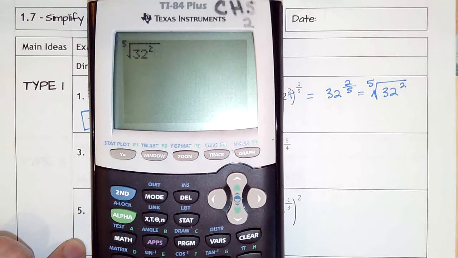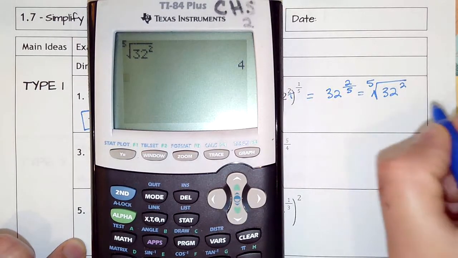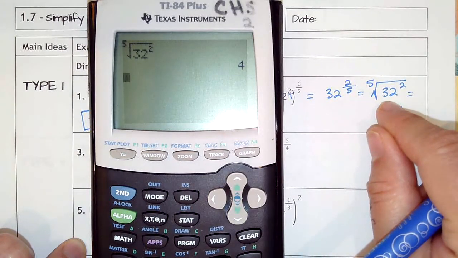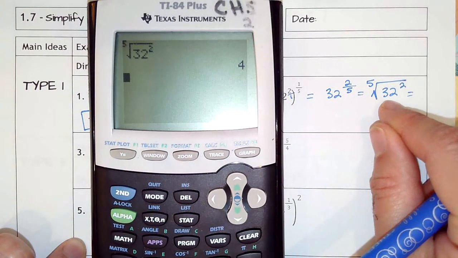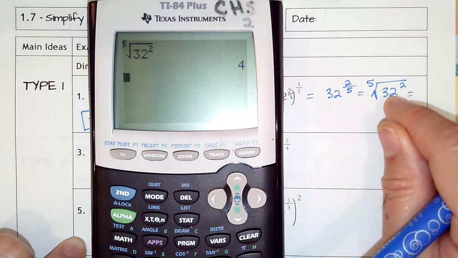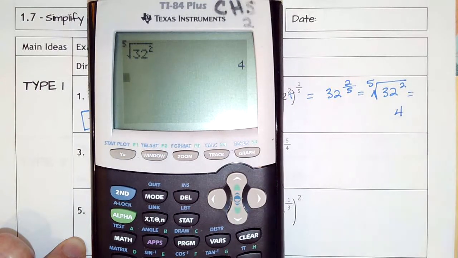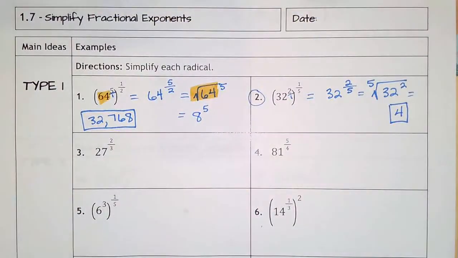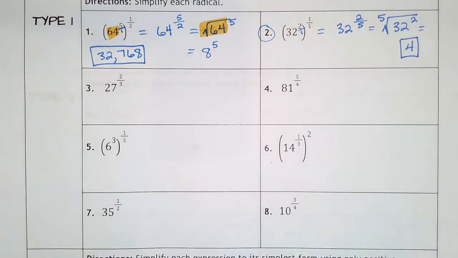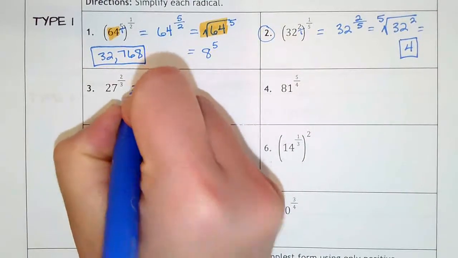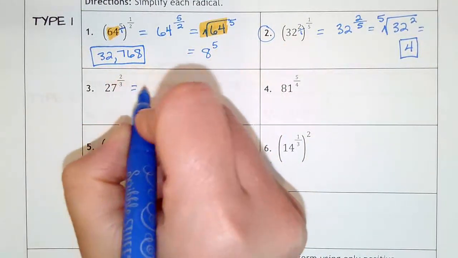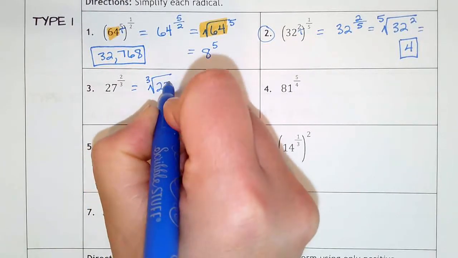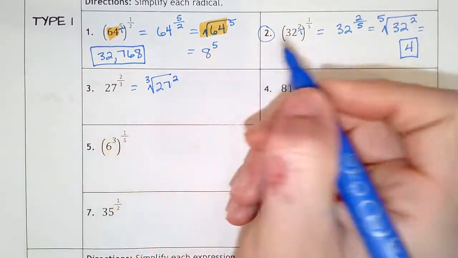I'm going to put in squared 4. And I'll tell you why, because the 5th root of 32 is actually 2. 2 times itself 5 times is 32. And then 2 squared makes 4. So those came out nice and pretty. All right, number 3. We would rewrite it as a radical. That is the cube root of 27 squared.